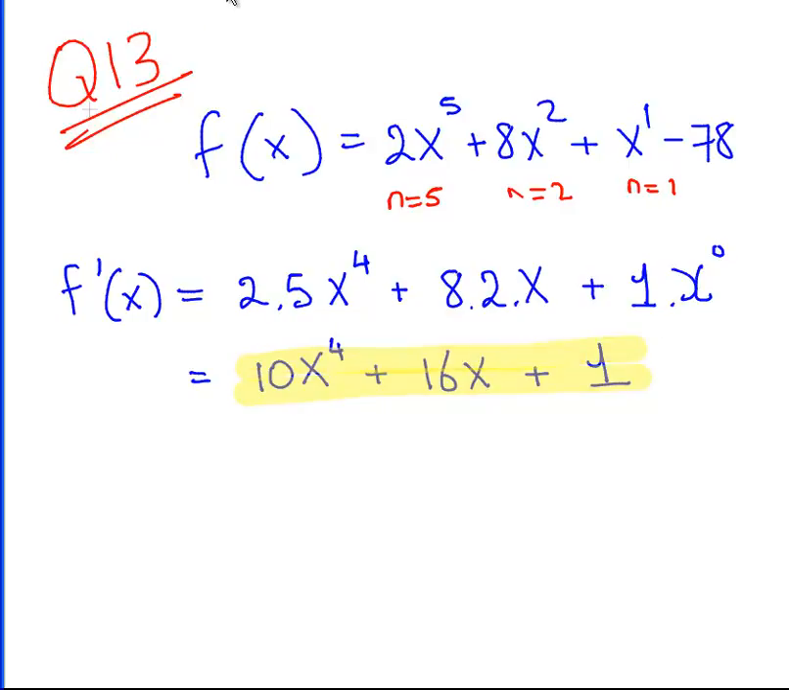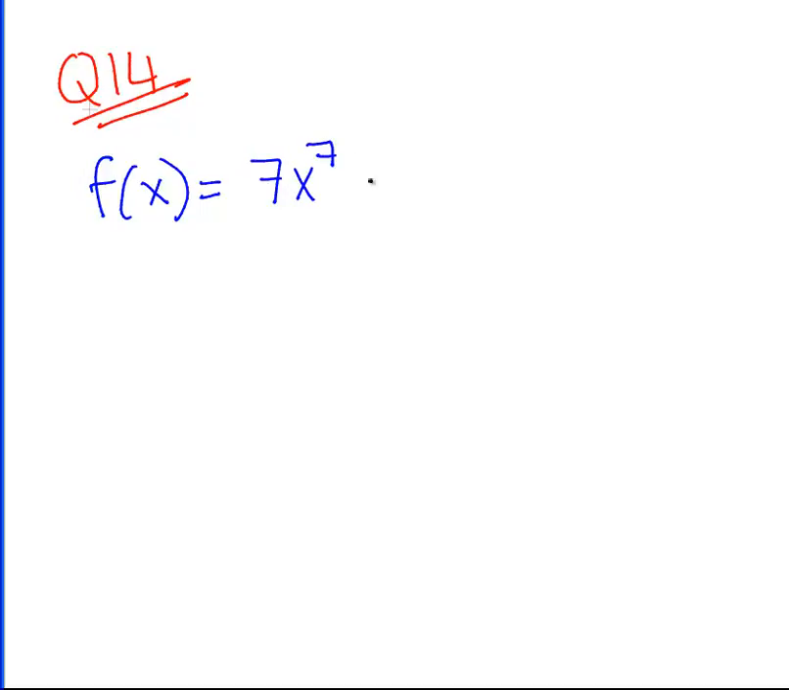Okay, and finally one more just to finish up, question 14. This is f of x equals 7x to the 7 plus 8x to the power of 5 plus x cubed plus x squared minus x.